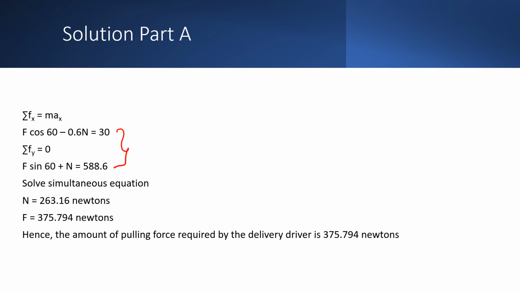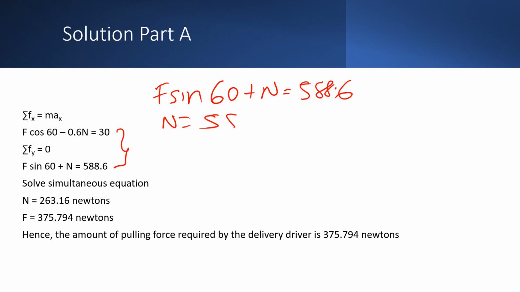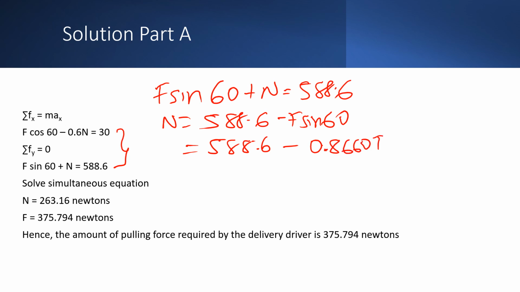So let's go from equation 2. F sine 60 plus N is equal to 588.6. You can rewrite this as N is equal to 588.6 minus F sine 60. Sine 60 is 0.8660, so 588.6 minus 0.8660 F is equal to N. Yes, so that's it.